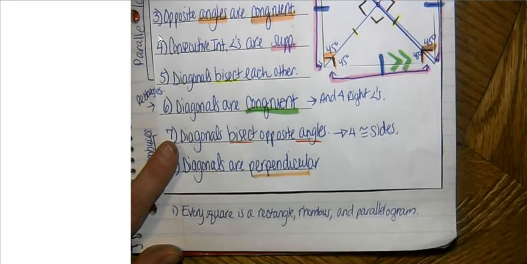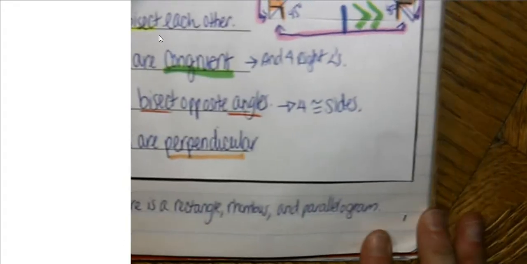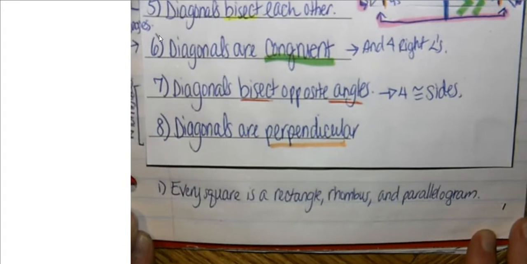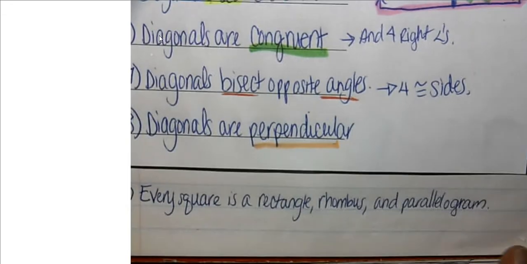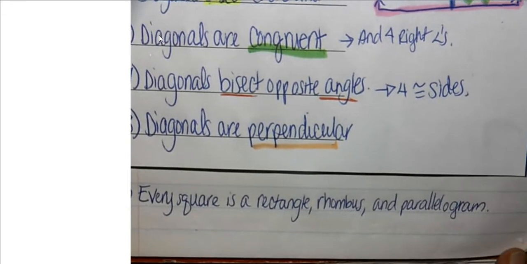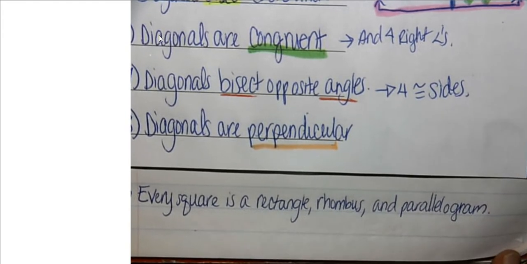Every square is that. So when you ask, is a square a rectangle? The answer is yes. And that's because it has 4 right angles. Is a square a rhombus? Yes, every time. And that's because a square has all sides that are congruent. Is a square a parallelogram? Yes, because it has all of the properties of a parallelogram.